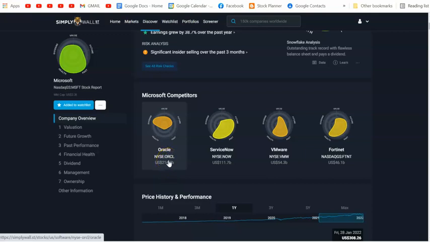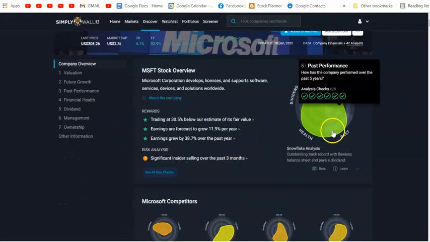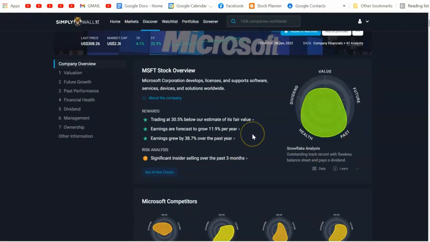I'm going to produce a video later today. ServiceNow, some other software companies. You can see they're not green. This is, the bigger the green, the better, by the way. It says it's trading at 30% below its fair value. Earnings are going to grow, and they have grown over the past year. This is what you want.